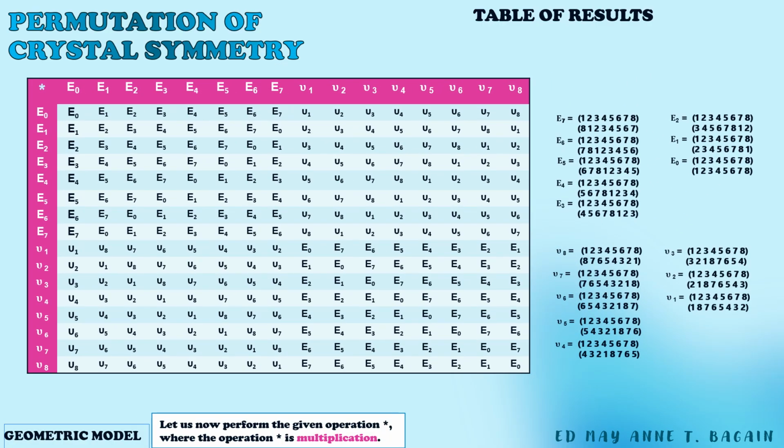And as we can see, this is the table of result. Okay, so after performing everything, after performing the multiplication from each element from epsilon sub 0 to epsilon sub 8, we have this data right here. That is the original table.